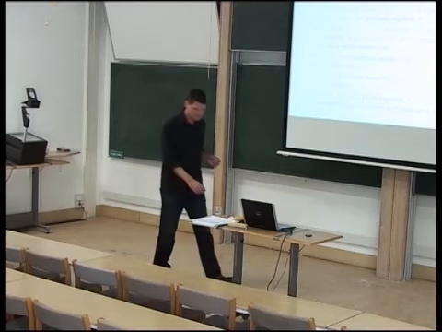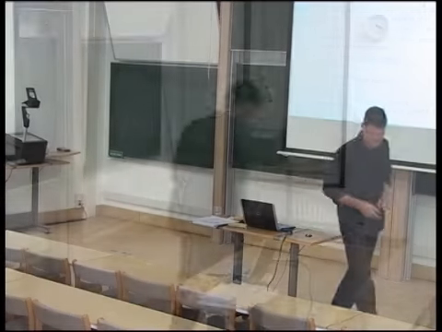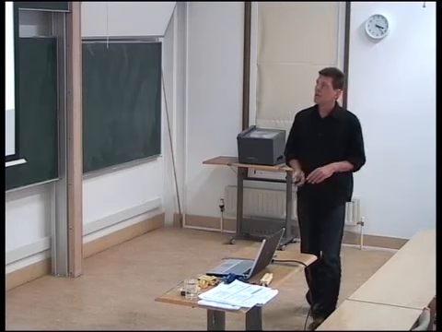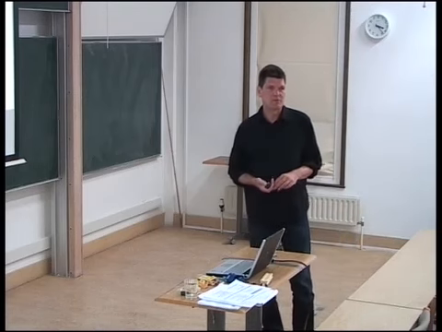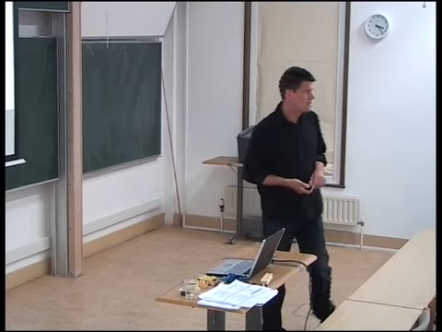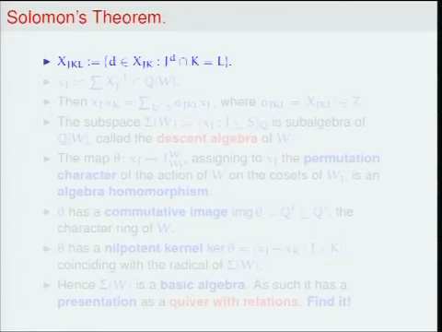Continuing this theme, and as a preparation for the statement of Solomon's theorem, I want to partition the set of double coset representatives X_{J,K} into subsets according to what this intersection, J conjugated by D, intersected with K, is. I call the resulting set X_{J,K,L}. It consists of all those double coset representatives in X_{J,K} which have the property that if you conjugate J by it and intersect with K, you get L.